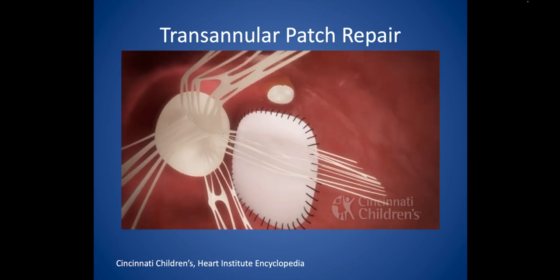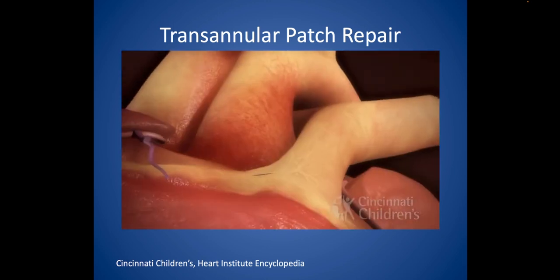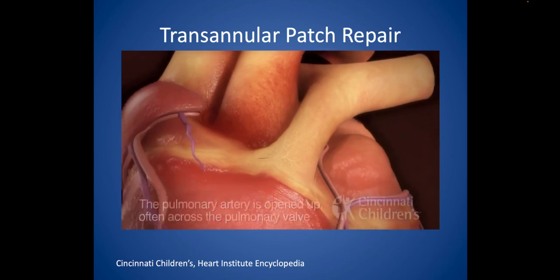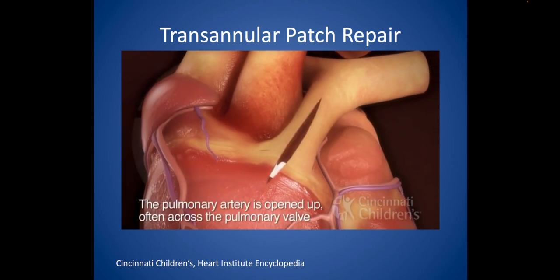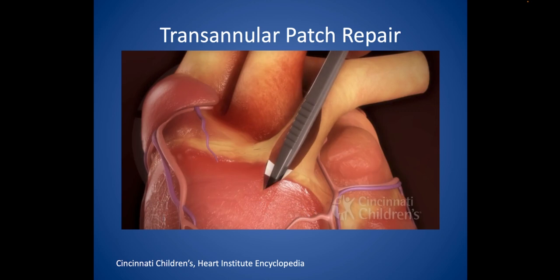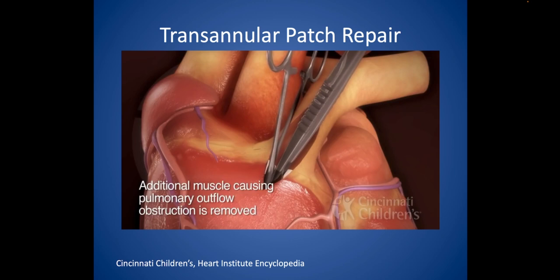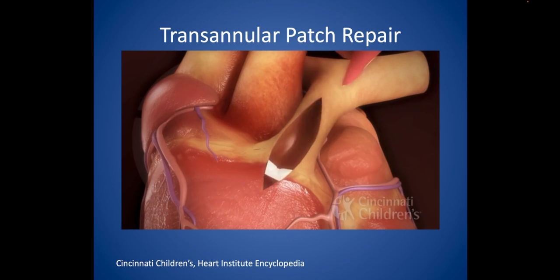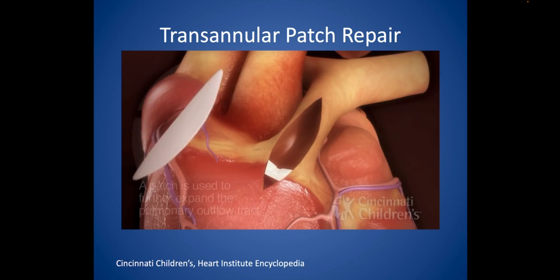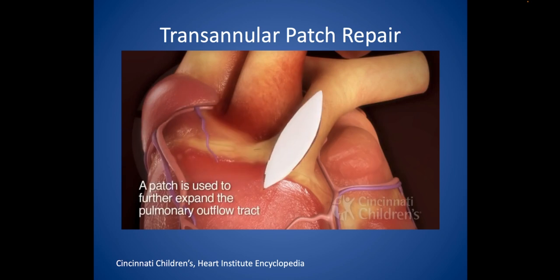And then looking at it from a pulmonary artery standpoint, the pulmonary artery is opened up, and there are areas where you can examine that pulmonary valve. If there is further pulmonary outflow obstruction, that can be fixed. And then to augment that pulmonary valve, you can use a transannular patch, which opens up that entire pulmonary outflow tract.